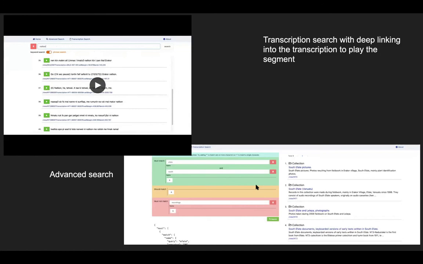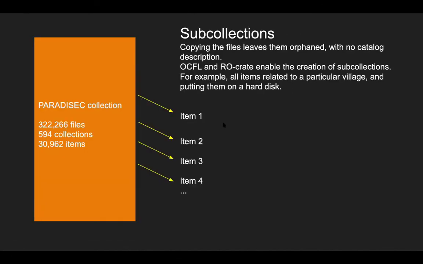You can do more detailed textual searches as you would expect, that allow you to match in different ways. Another key advantage of doing this work is that we can build sub-collections. So for example, if we went to a village and we wanted to take just the files that related to that particular language, at the moment what we would be doing is taking files out of the PARADISEC collection, and we end up with, say, 4 items that go back to the village out of 31,000 items that are in the collection.